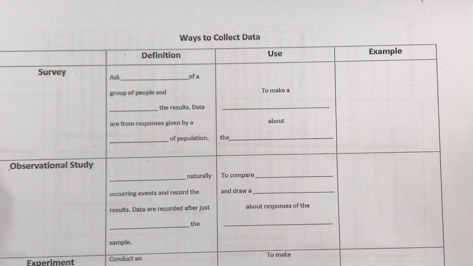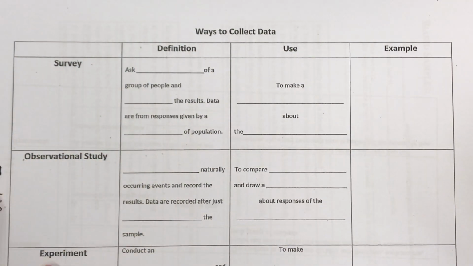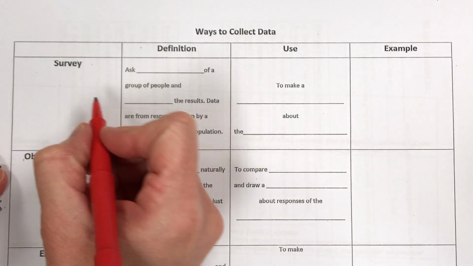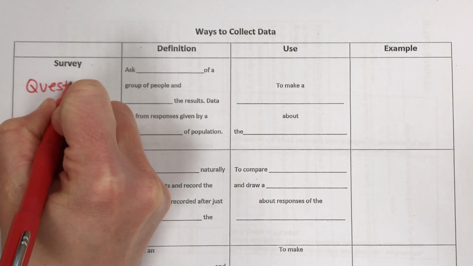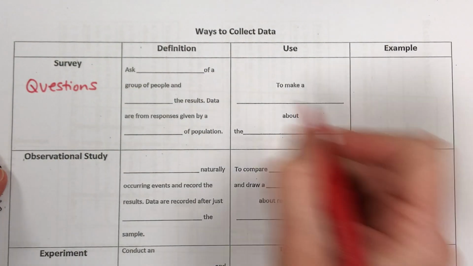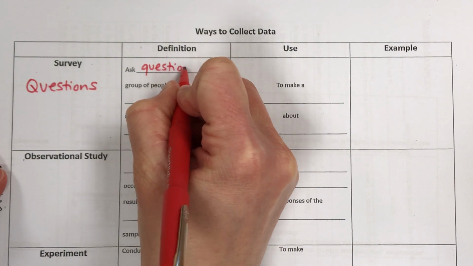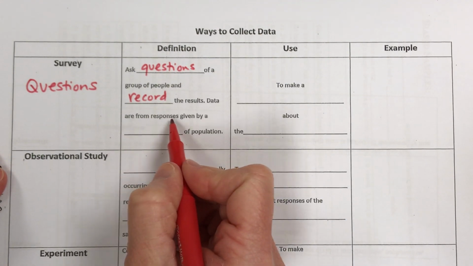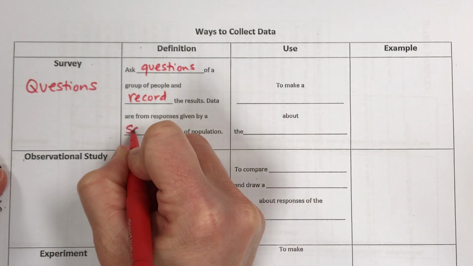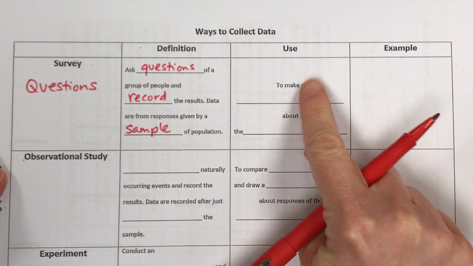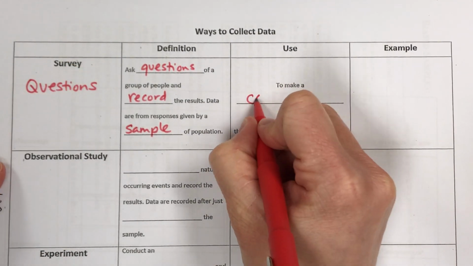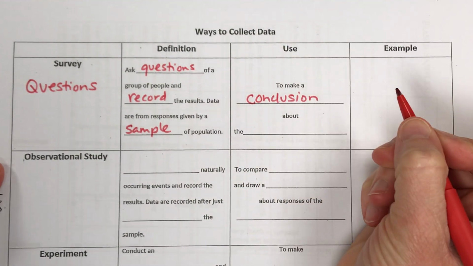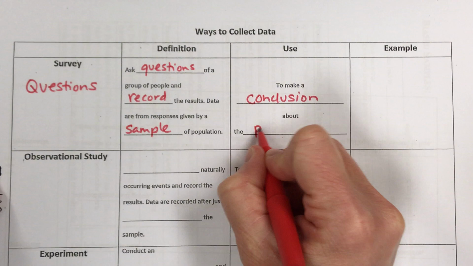All right, on to the next page, page 109, ways to collect data. The vocabulary is now on the left side, and I'll talk about what each of those means. One way of collecting data would be a survey, and I think of this as just asking questions. You probably get some type of survey all the time in your email, but this would be asking questions of a group of people and then recording the results. Data would be responses given by a sample of the population. Now, to make a conclusion about your survey, all you would really need to do is make some sort of generalization about the population.